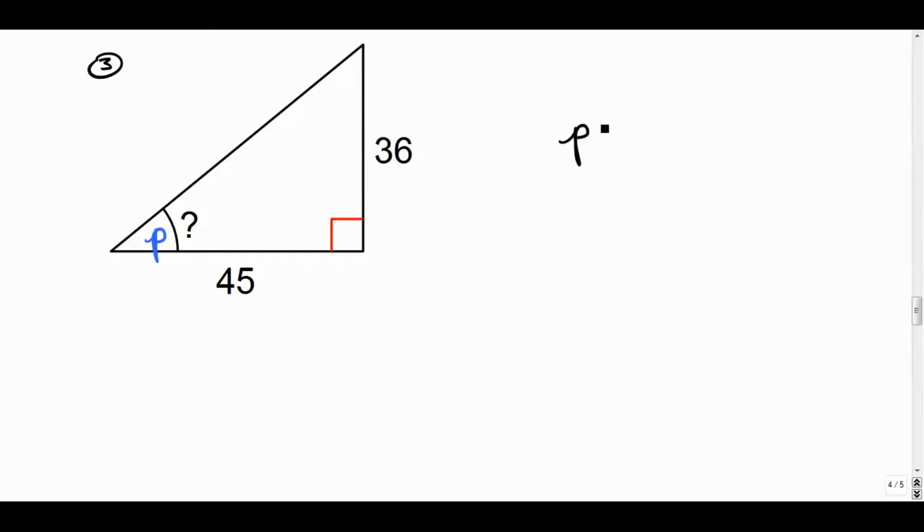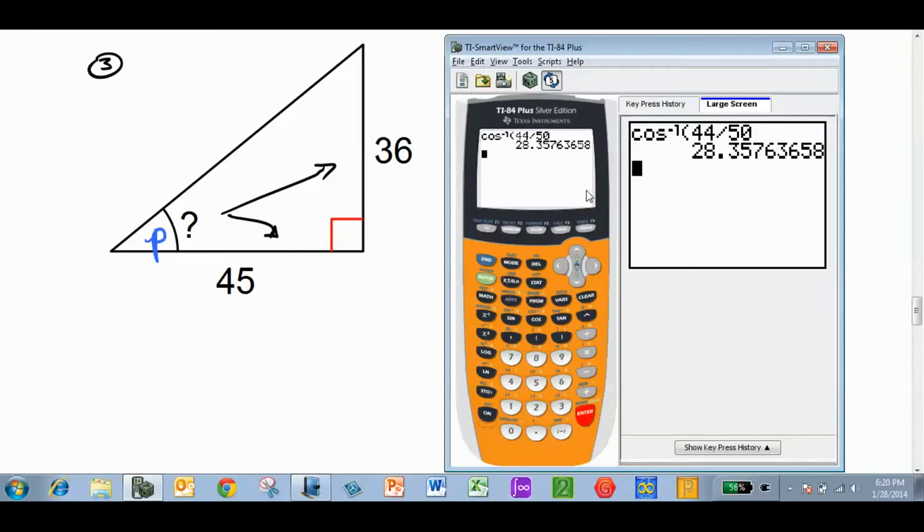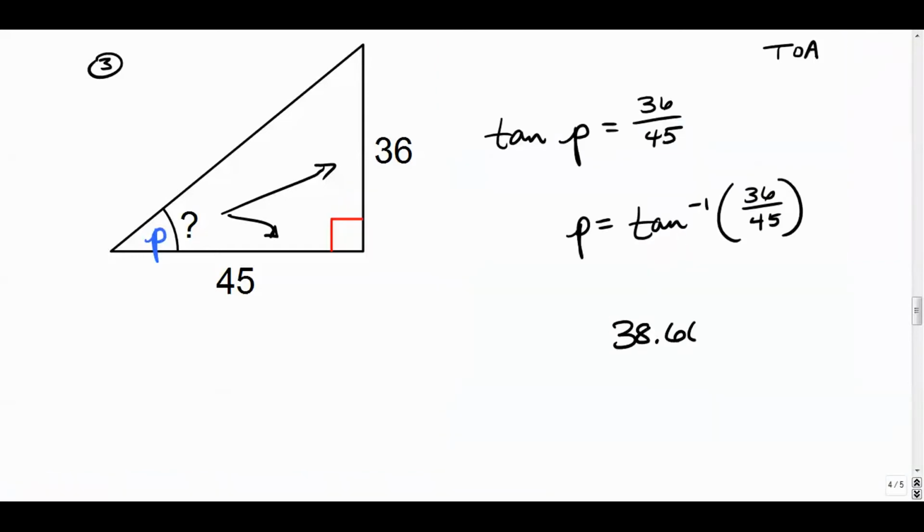So to find angle P, I have opposite and adjacent. Opposite and adjacent is tangent. So the tangent of angle P is 36 over 45. Keep the P where it is, move the tangent over, make it an inverse, and we'll enter that into our calculators. So inverse tangent of 36 over 45. Enter. 38.66, and that's in degrees. So the measure of angle P is 38.66 degrees.